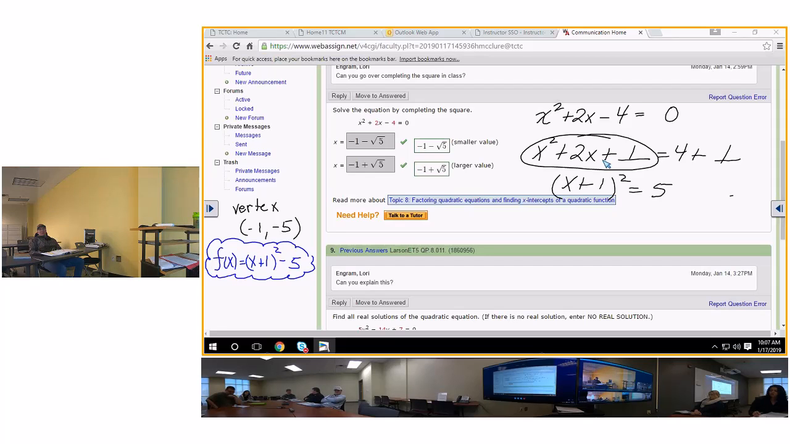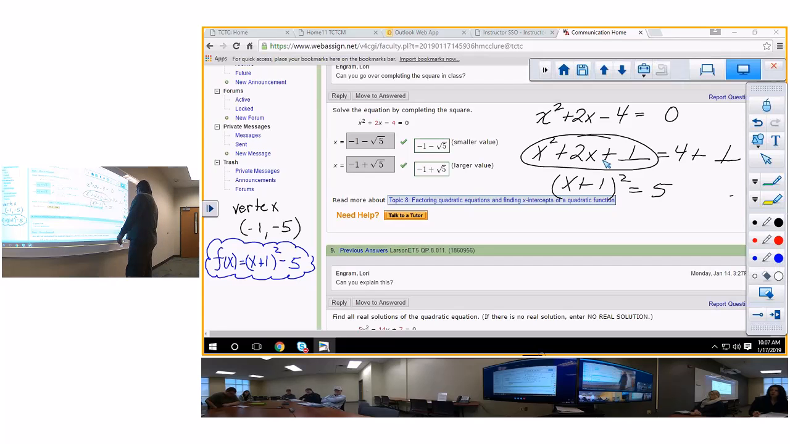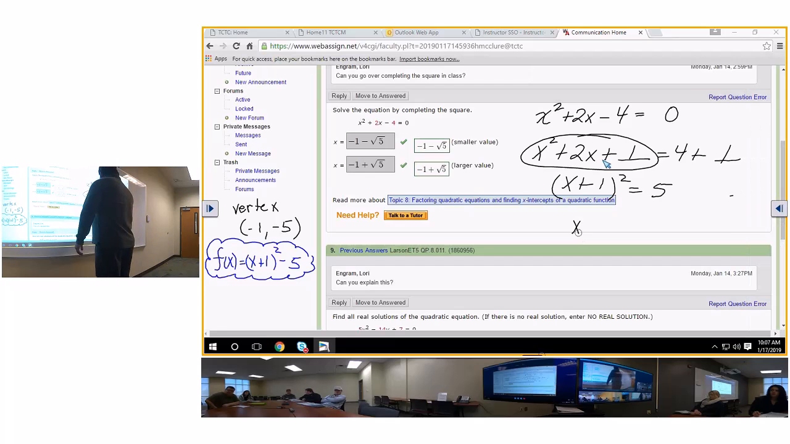All right, so we've got the vertex. Now let's solve it to get our x-intercepts. x plus 1 is equal to the square root of 5. x is equal to positive or negative square root of 5, minus 1. Okay, that's the exact answer.